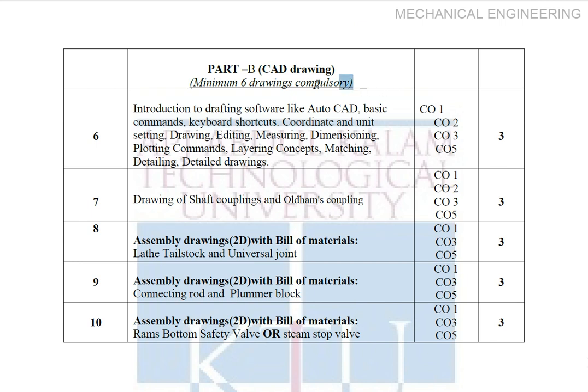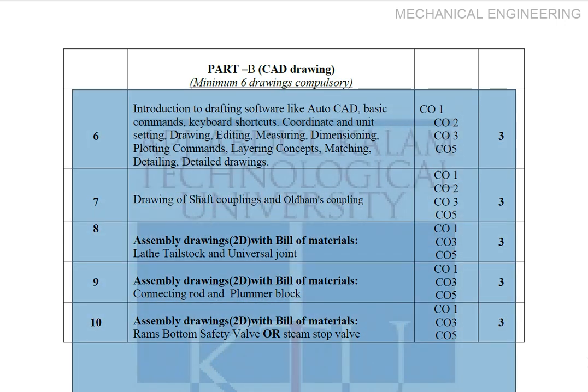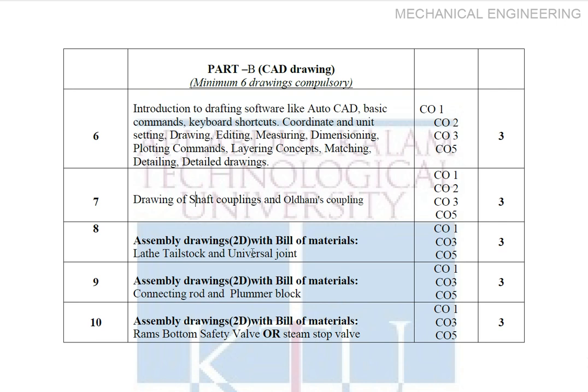As per the syllabus you have to complete at least 6 drawings, right? Initially you will be given an introduction on AutoCAD software, and how to draw, edit, and the layering concept. Based on this you have to draw all these things. Here we'll be dealing with drawing of shaft coupling, Oldham coupling, tailstock, universal joint, and we'll also learn how to generate the bill of materials. Bill of materials means the components used in the drawing, the material used, and the number of parts used to join all those things.